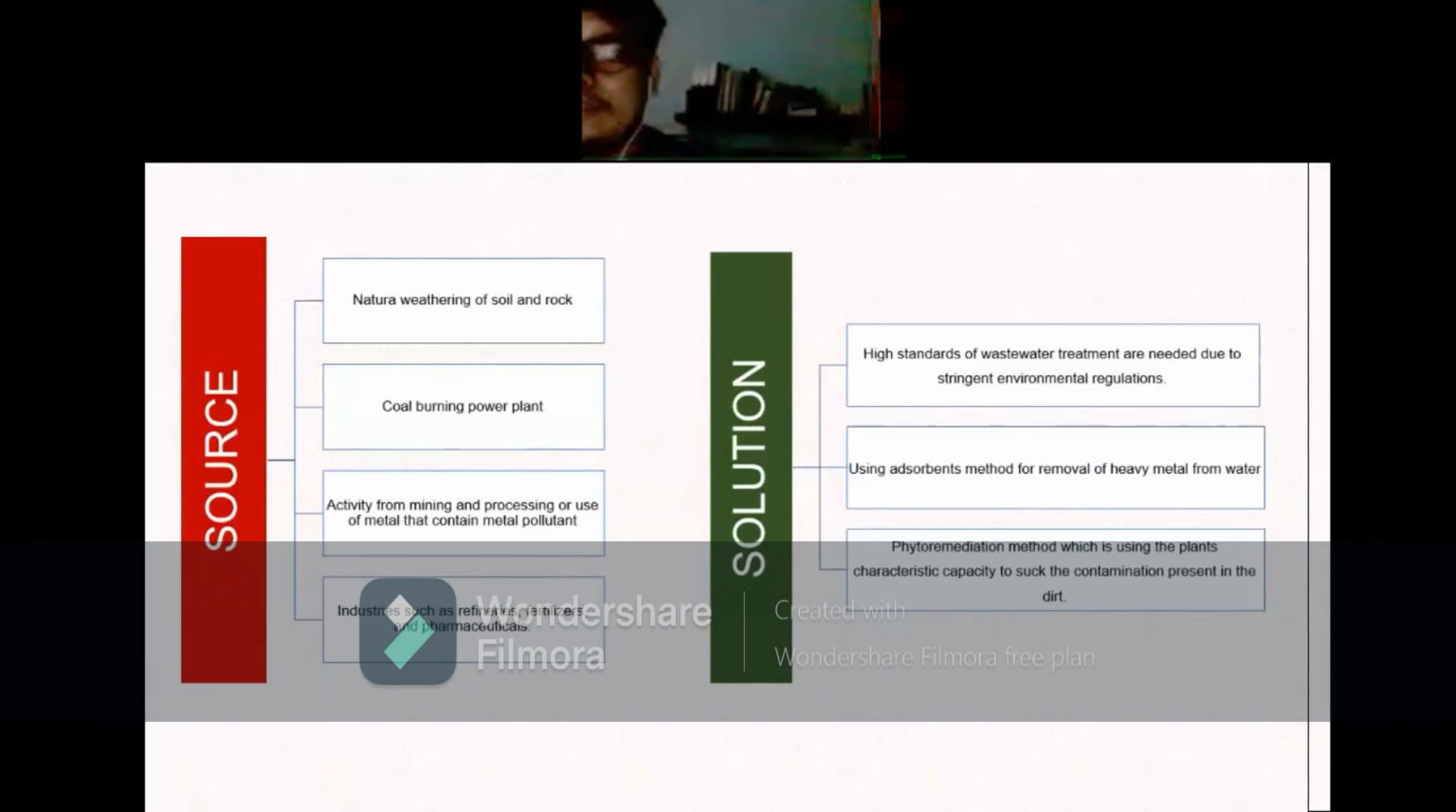So next one is to improve the water quality from inorganic substances. We can use the phytoremediation method, which uses the plant's capacity to suck up the contamination present in the dust. So that's all from me. I will pass to Nordalila.